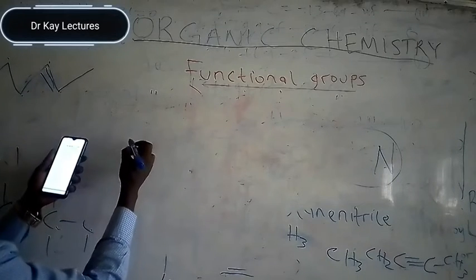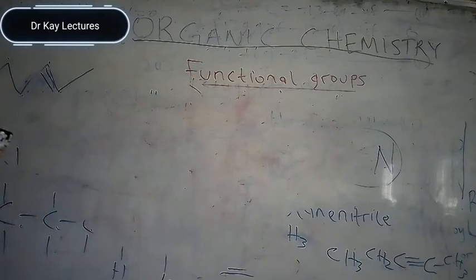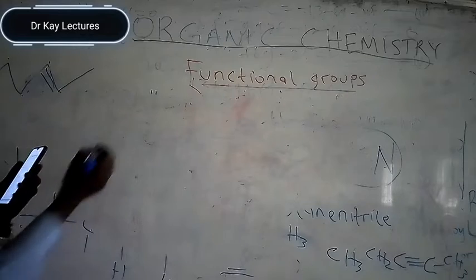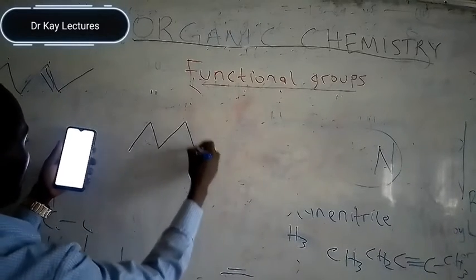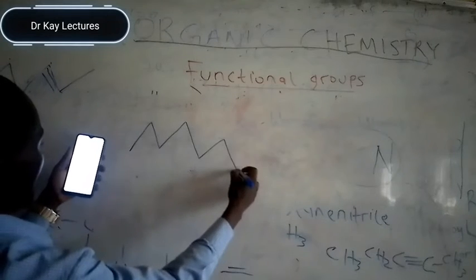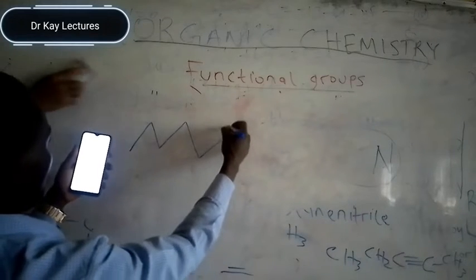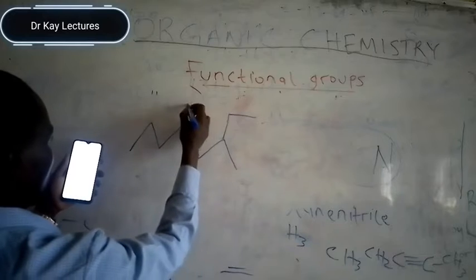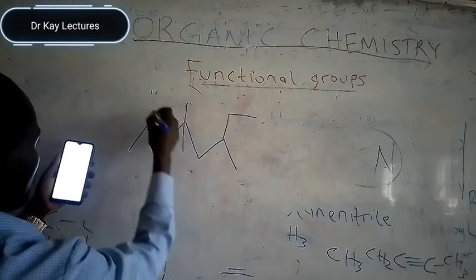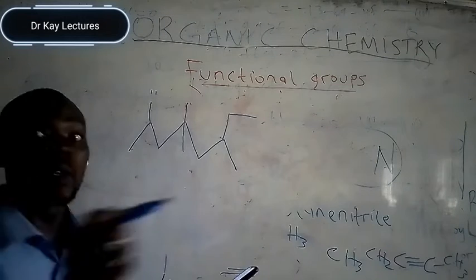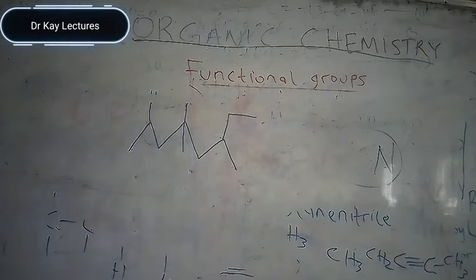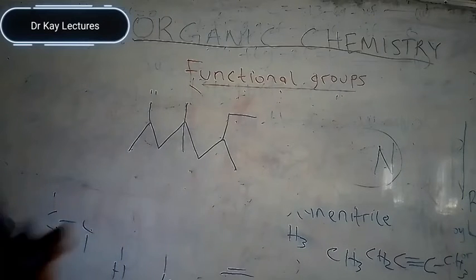I will name only one structure. Which one should I name, A or B? All right, let me start with A. In your skeletal structure, whenever you have a single stroke, that's methyl. When you have a double stroke, ethyl. We have triple, propyl. First let me count my longest chain.